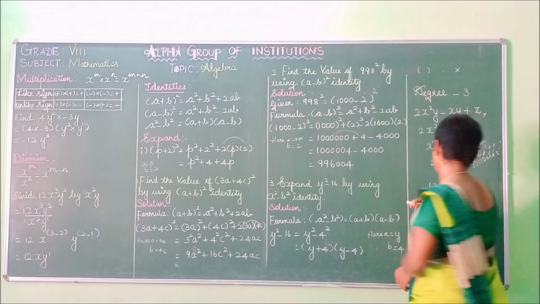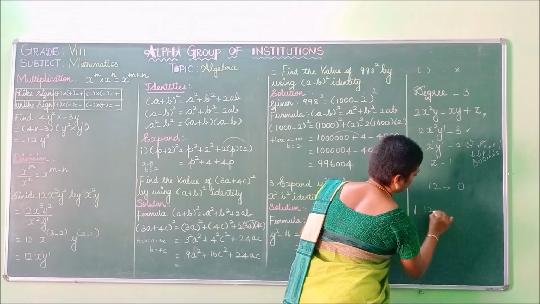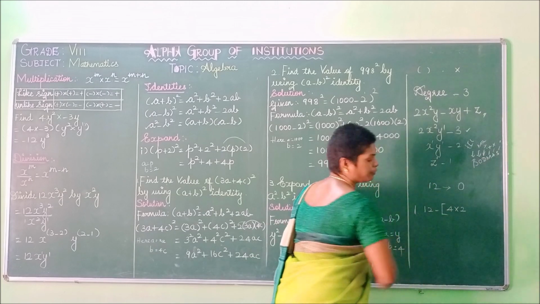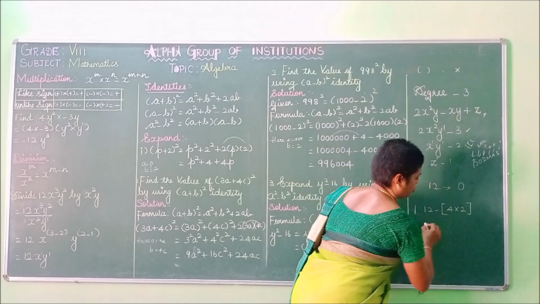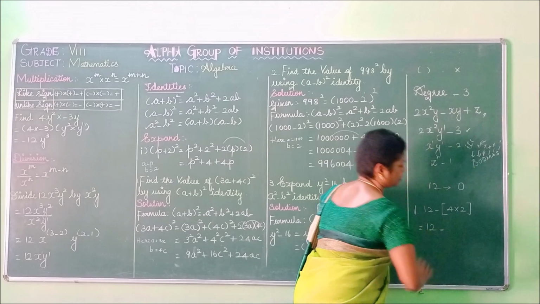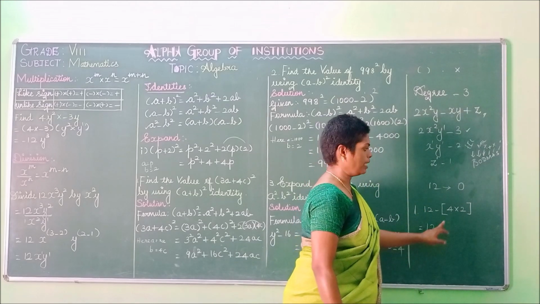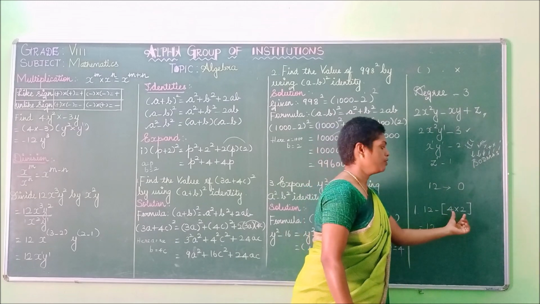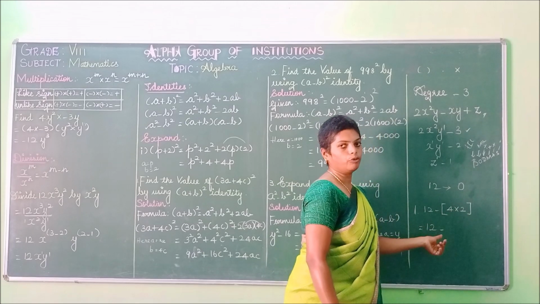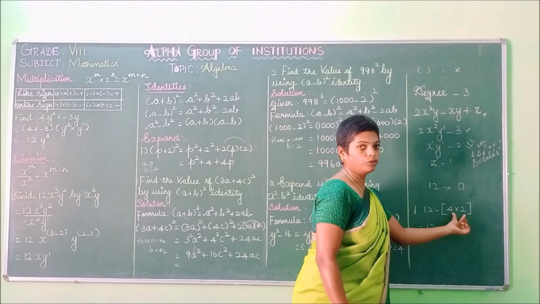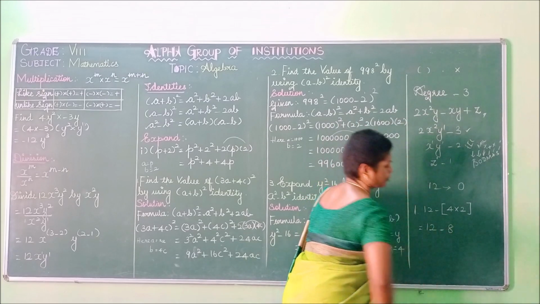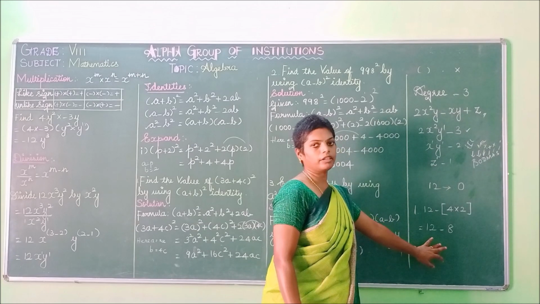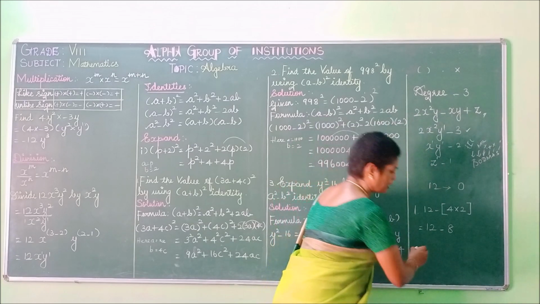If they ask you one question like this: 12 minus (4 into 2). If they given like this, how do you solve? So listen, you have to write 12 remains same. See this bracket. They given first preference for the bracket only. So first you do this value. After that you come out from the bracket. So what is 4 into 2? 4 into 2 is 8. Now you can separate from these values normally. 12 is subtracted from 8. What is the value? 12 minus 8 is 4.